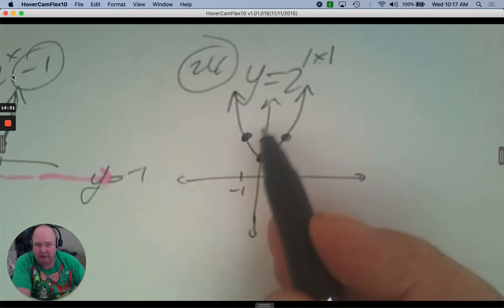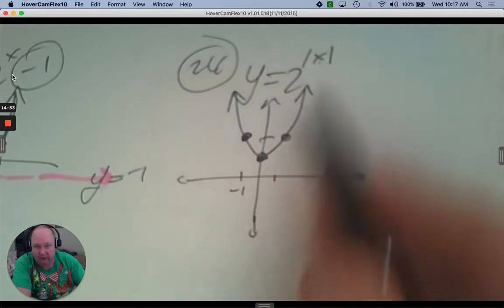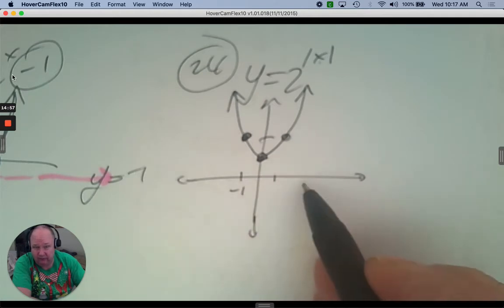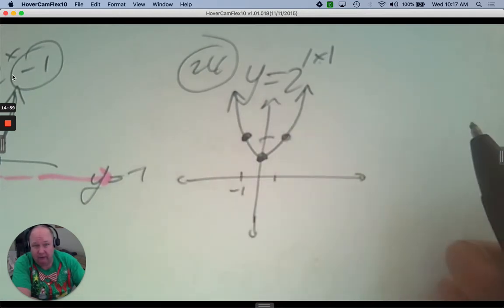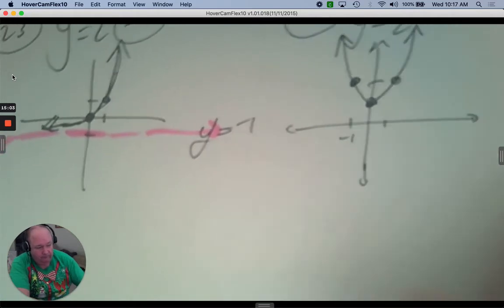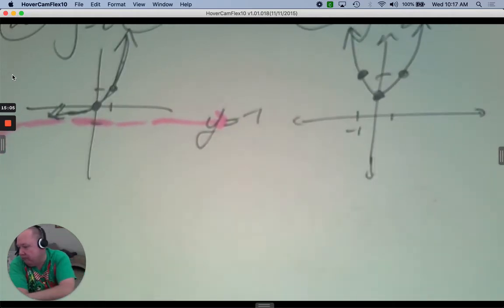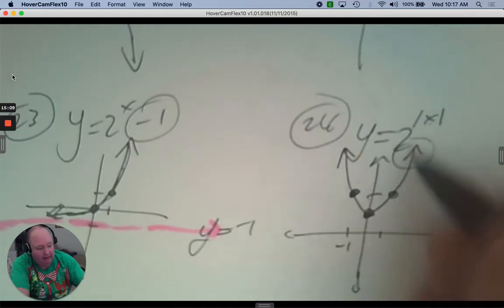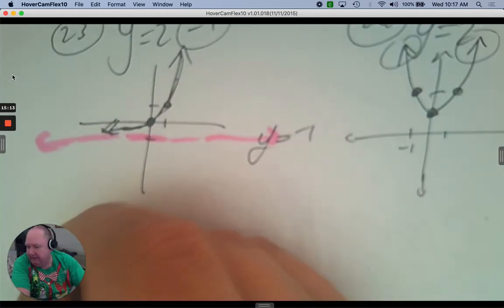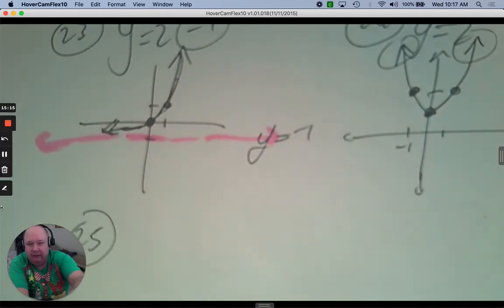So that's what the picture is going to look like with absolute value, because it changes all the negative x's to positive x's. So it creates a symmetry over the y-axis. And we don't even think of it as an asymptote because the end behavior for both sides is going to infinity.